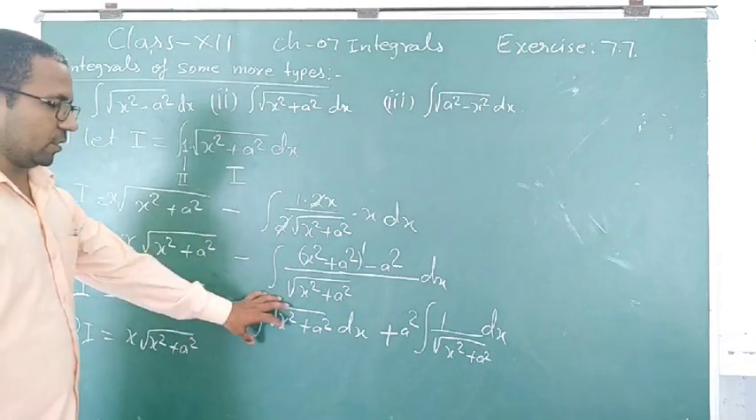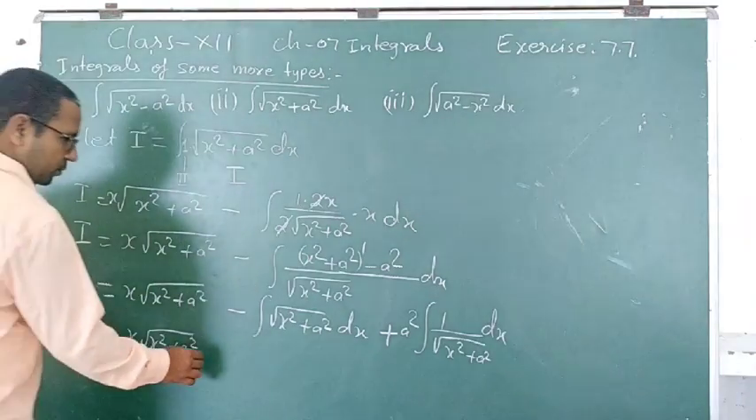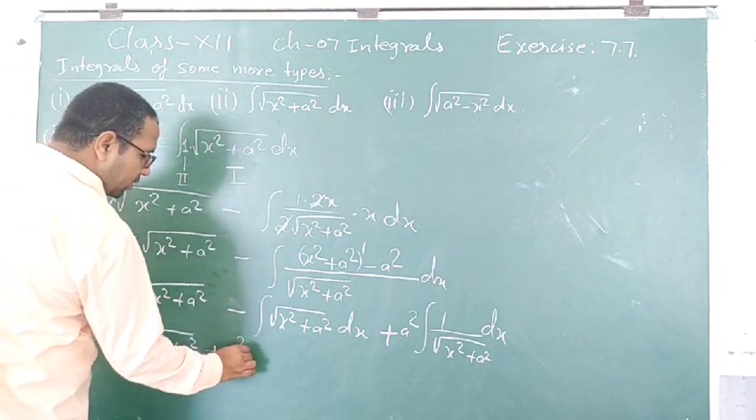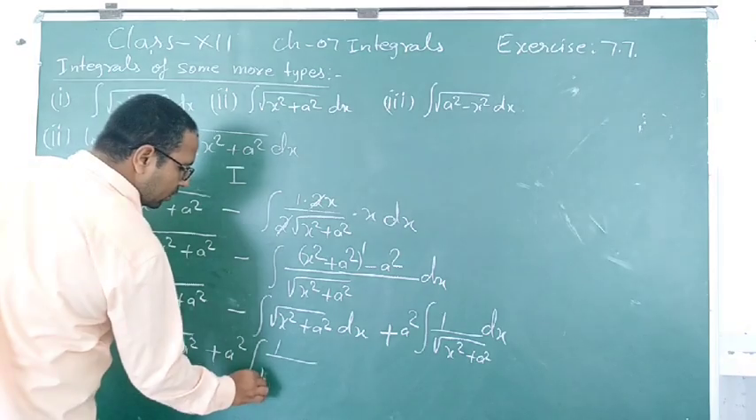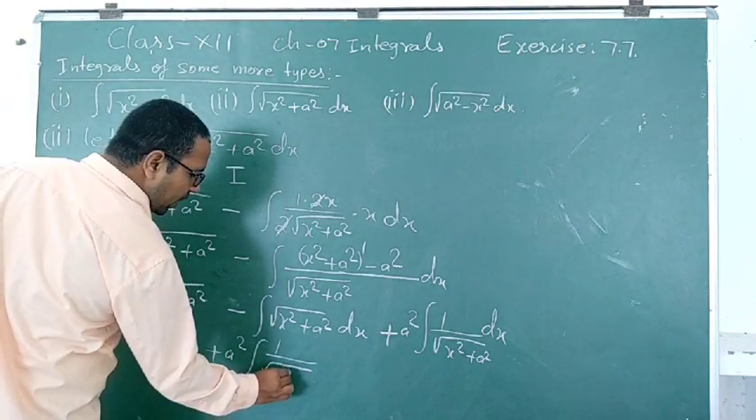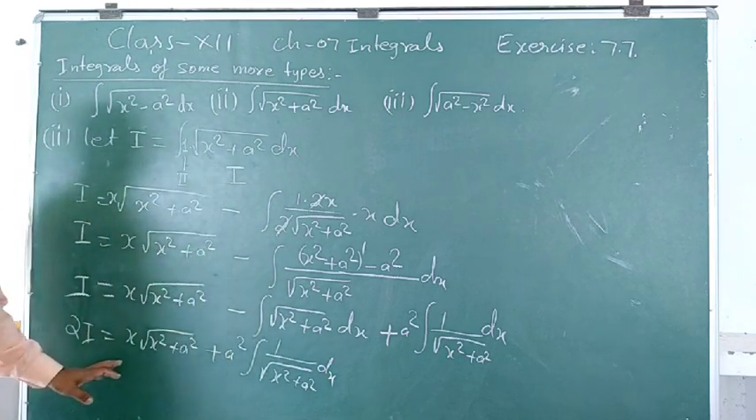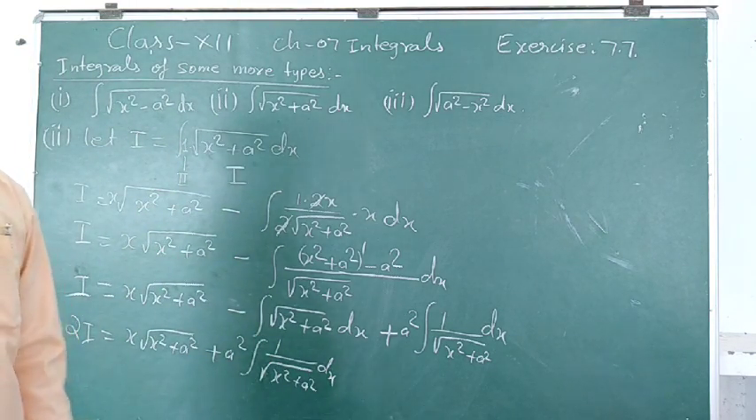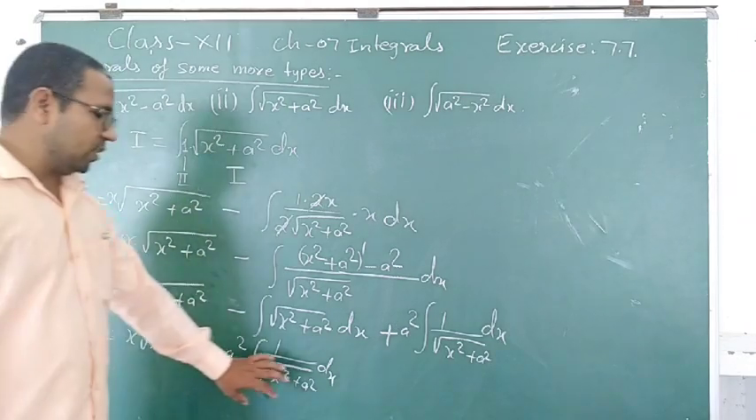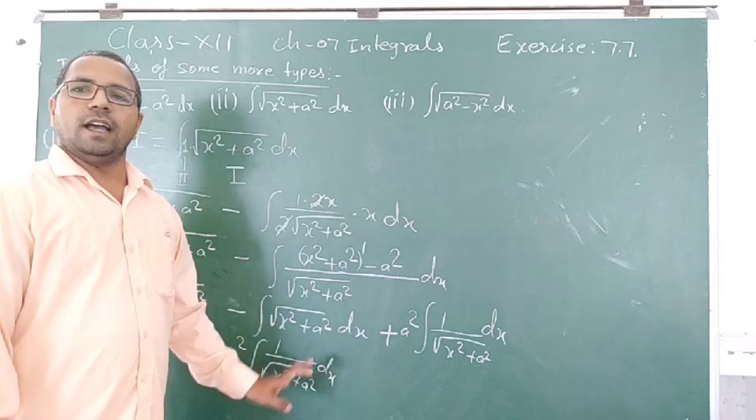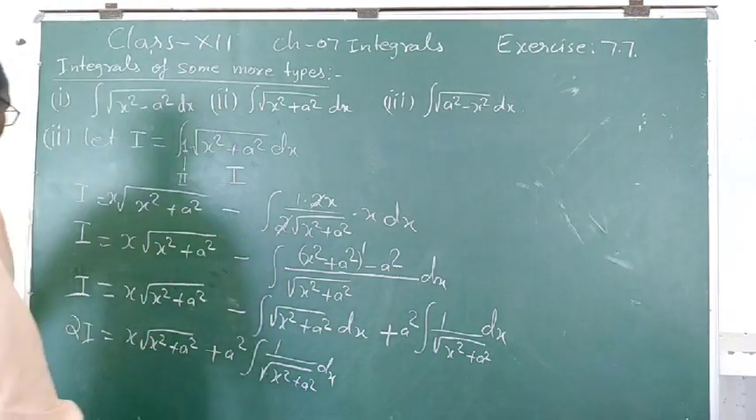And this one we have taken, and this portion is remaining here. So plus a square integral 1 upon root x square plus a square dx. So students, we have got this much. Now what we have to do here is use the integral of this one, which gives you log x plus root x square plus a square.